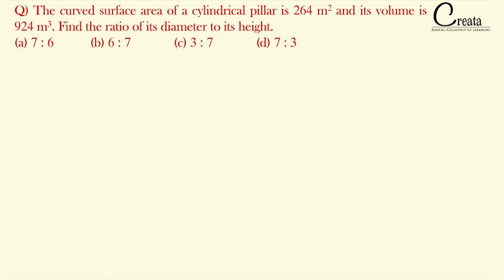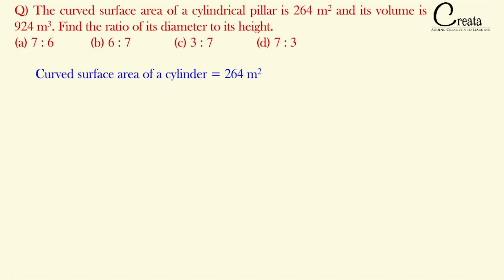The question is talking about a cylindrical pillar. Means our 3D shape is a cylinder. The curved surface area of the cylindrical pillar is given as 264 meter square. Point to be noted here is that the surface area given is the curved surface area. Means top portion and bottom portion are excluded from the surface area. Means only the lateral surface area is given in the question.